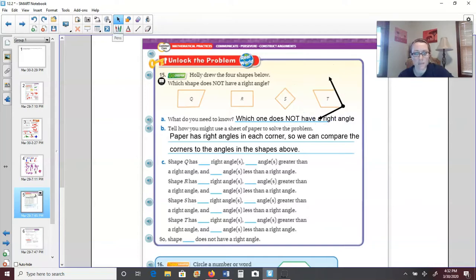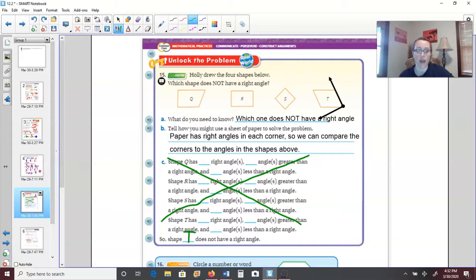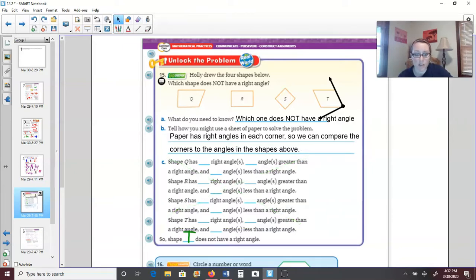Which shape does not have a right angle? We're just going to skip all the stuff here in the middle. I think it's clear to see that shape T does not have a right angle. If you went through and practiced all the angles that the shapes have, congratulations, you have more patience than me.